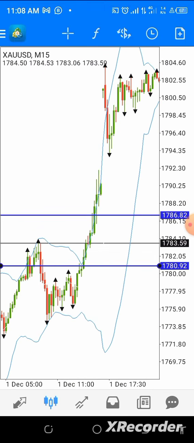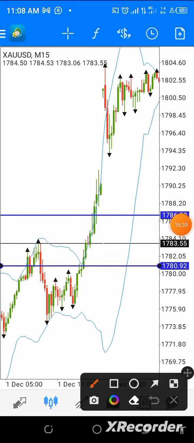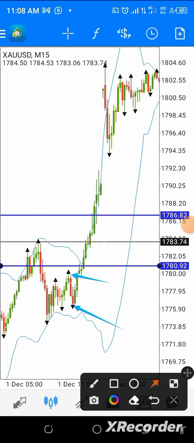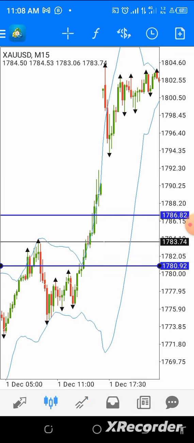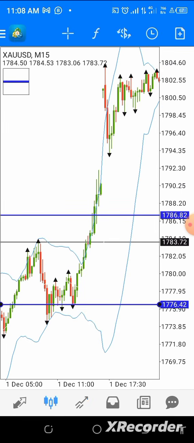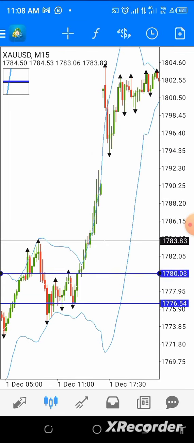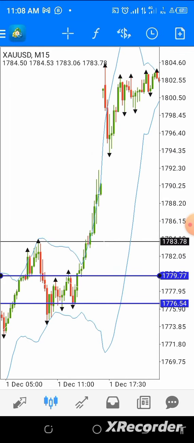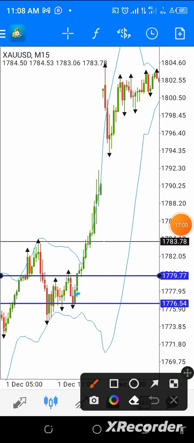Here is another opportunity. I want to work on these two recent fractals, this one and this one. Now you are going to put your trend line to your up fractal, that is your buy fractal, and put another trend line to your sell fractal. This is your buy fractal, guys. This is your sell fractal.